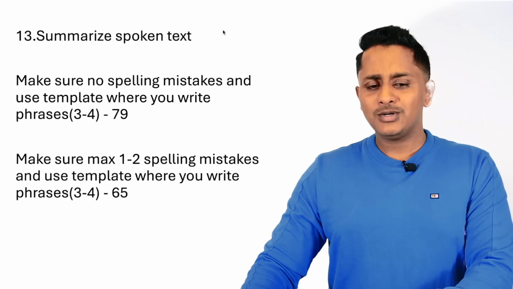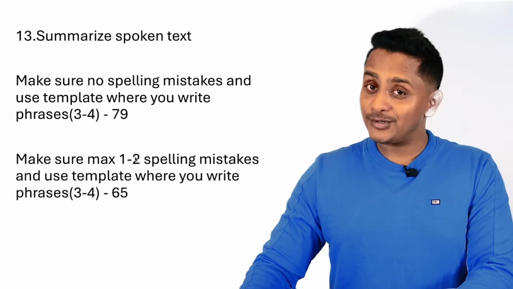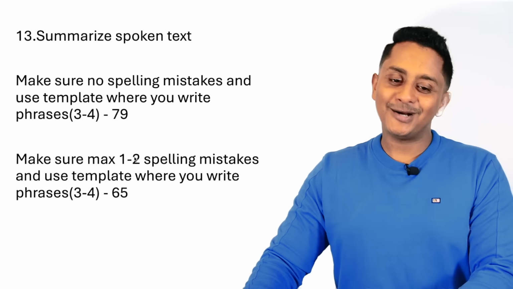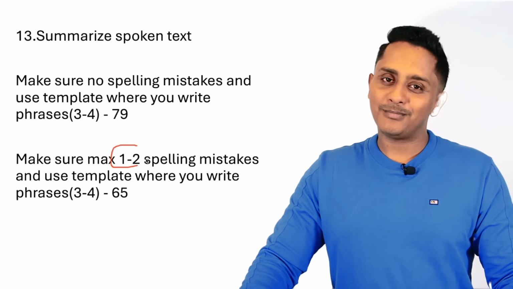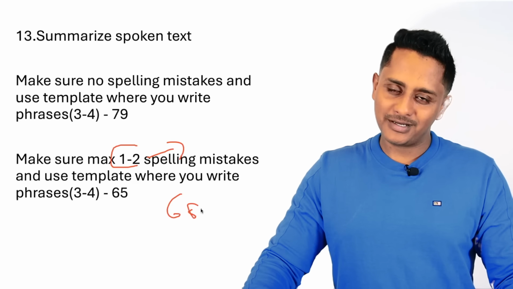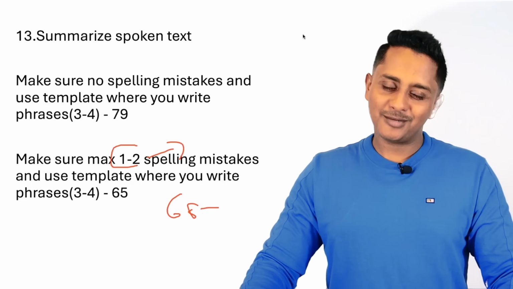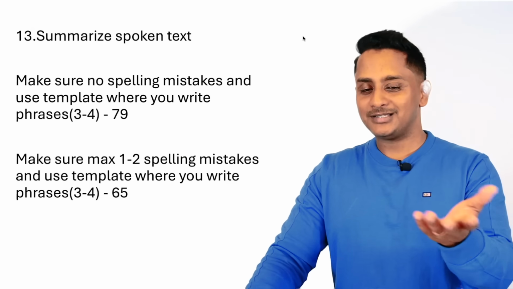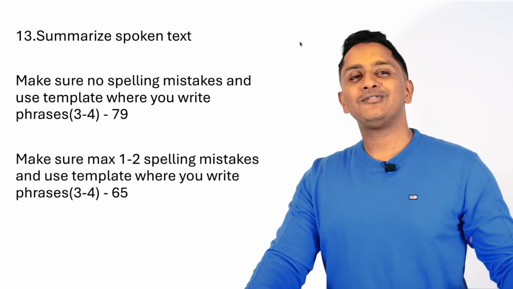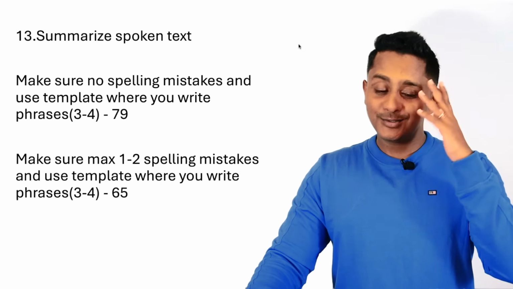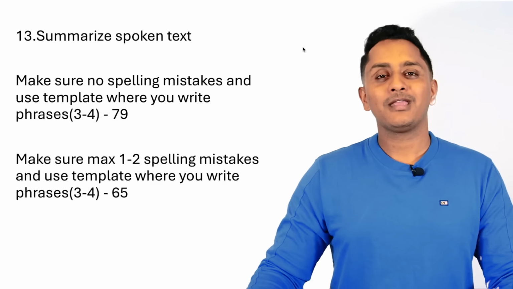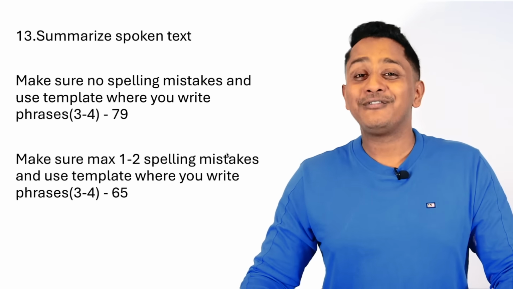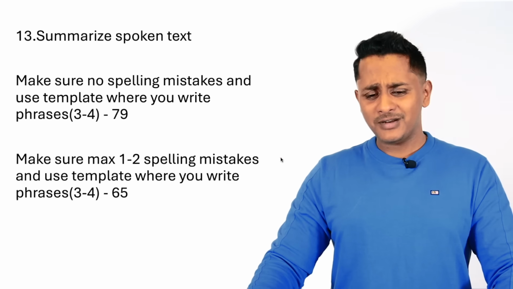If you want 65 max, I am not encouraging you to make spelling mistakes. In the worst case, if it happens, 1 or 2 can happen. If more than this happens, 65 would be difficult. Considering you will have a similar problem in essay, summarize spoken text, listening fill in the blanks, right from dictation, full of spelling errors will be there. So, considering that logic, the math I am talking about, 1 or 2 max, and use the template where you write 4 to 5 phrases and not keywords for a 50.